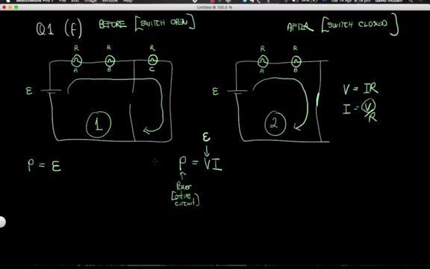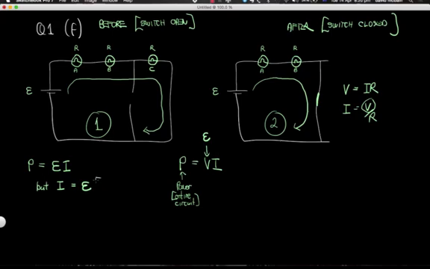So the power is the voltage times the current, and we know the current is the voltage of the battery divided by the total resistance of the circuit. The voltage of the battery is E, and the total resistance of this circuit has three resistors, which I've just called R, all the same. So if this was 10 ohms, and that was 10 ohms, and that was 10 ohms, then the total resistance would be 30 ohms. And so the total resistance here would be 3R.